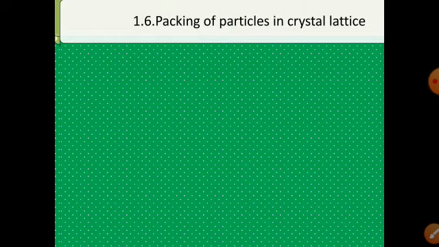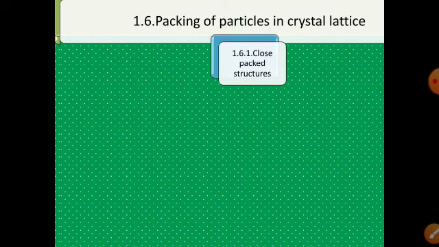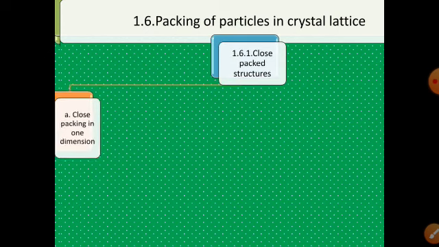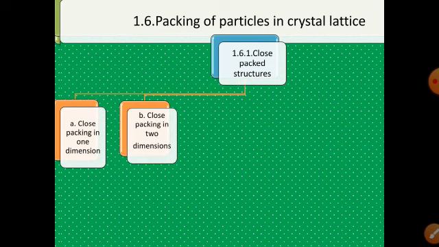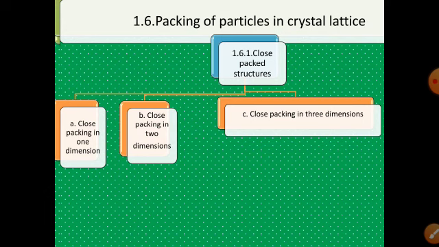In today's presentation we are going to study the packing of particles in a crystal lattice. Now you know that the strength of any solid depends upon the packing of the particles in that solid, that is, the arrangement of the particles in the solid. So here close packed structures are of three types. One is close packing in one dimension, then close packing in two dimensions, and the third one is close packing in three dimensions.